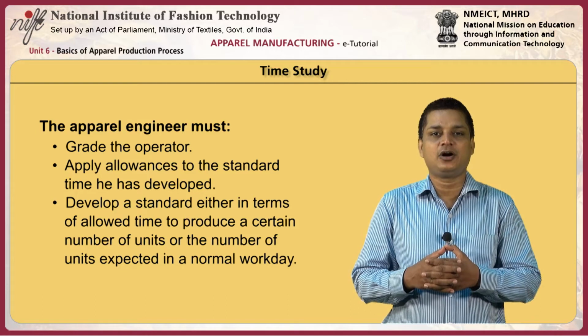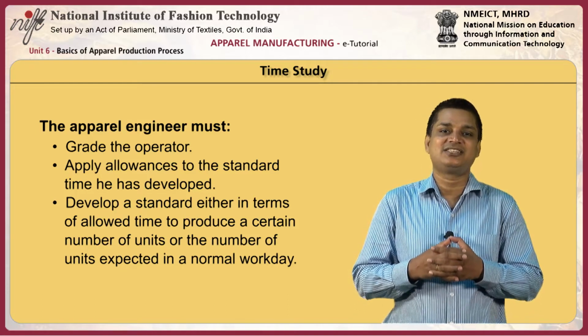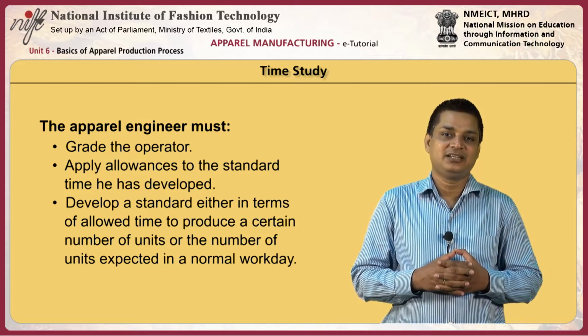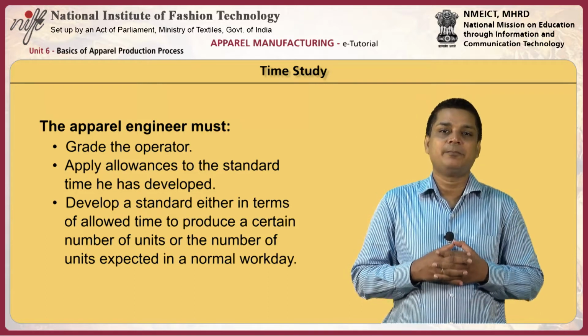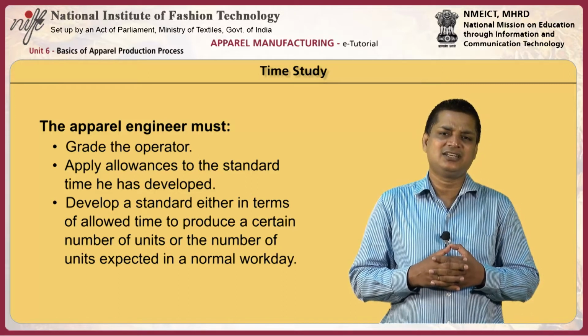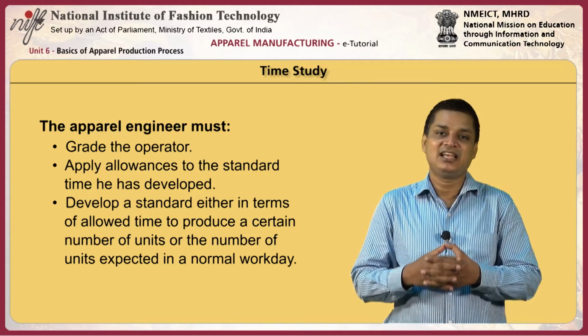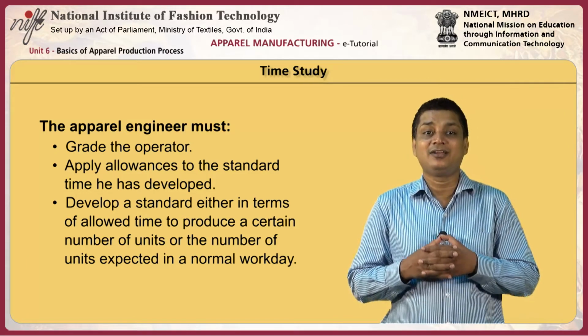After he has graded the operator, the engineer must then apply allowances to the standard time he has developed. These allowances would cover breaks, machine delay and personal time. Once this is done, a standard can be developed to produce the number of units expected in a normal working day.